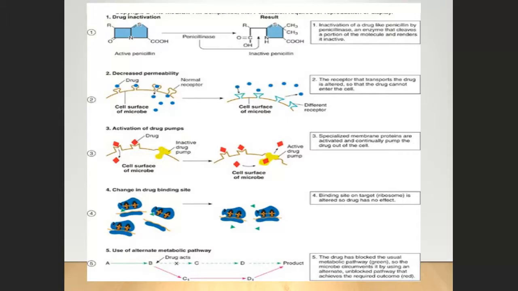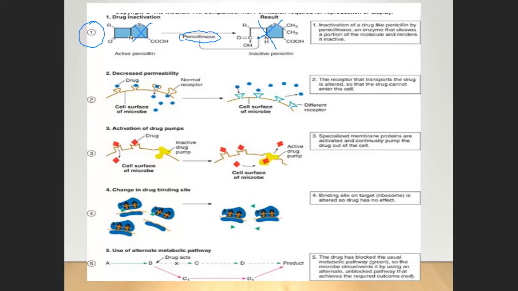Okay? Again, the first action may be drug inactivation. So this is penicillin, like this. If bacteria are able to produce penicillinase, this penicillinase actually will break this penicillin into a type that is inactive against the bacteria. So bacteria will be resistant against penicillin because it produces penicillinase that breaks the penicillin.